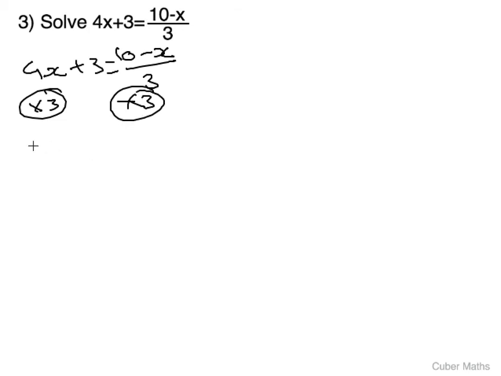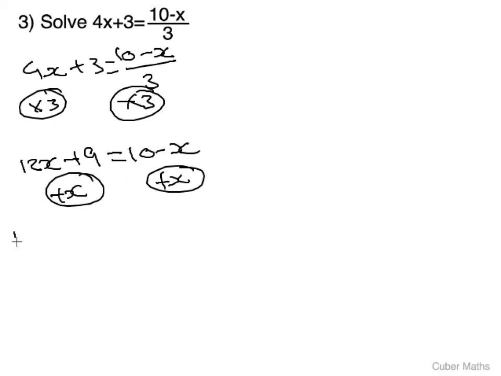by 3. So when we do that, we end up with 4x times by 3, which gives us 12x, plus 3 times by 3, which gives us 9, is equal to 10 minus x, because again we had divide by 3 and we've times it by 3, so we've eliminated that. Now we want to get all our x's on one side, so the easiest thing to do is add x to both sides. So this right hand side here doesn't have any x's, so when we do that, we end up with 13x plus 9 is equal to 10.